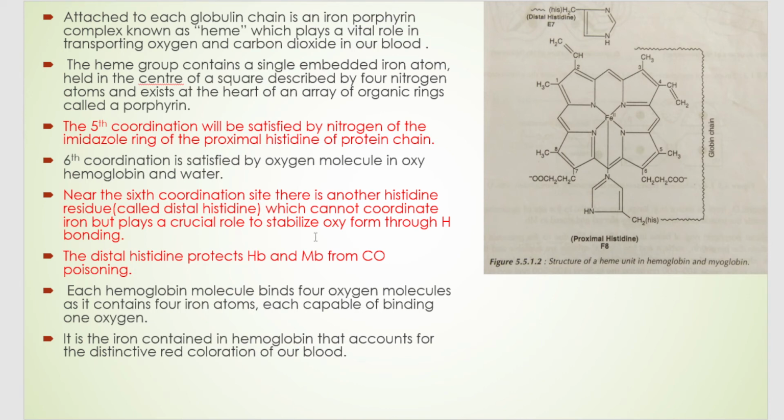Now, this is an important question. What is the role of distal histidine in the structure of hemoglobin? Distal histidine has two important roles. One is it stabilizes the oxy form of the hemoglobin through hydrogen bonding. So, whenever hemoglobin is bound to oxygen, then it is called as the oxy form of the hemoglobin. That form is stabilized through hydrogen bonding by the distal histidine.